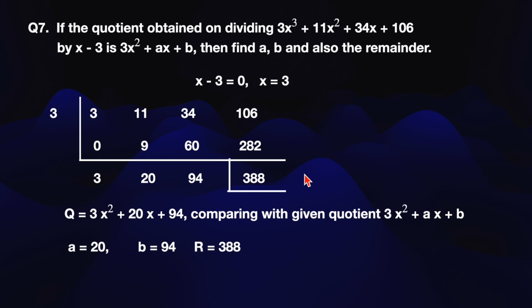Now compare with this polynomial 3x squared plus ax plus b. So coefficient of x is a, coefficient of x is 20, so a is equal to 20, and the constant is b, so here b is 94 and r is remainder, that is 388.